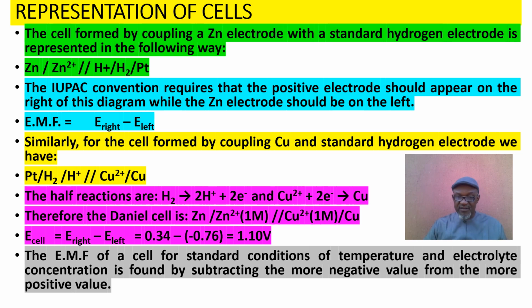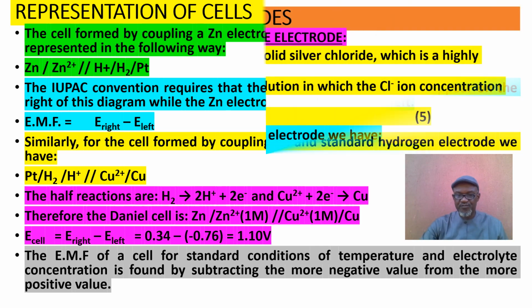So the EMF of a cell for standard conditions, we have said that the temperature must be 298 Kelvin or 25 degrees. And of course, the pressure must be 1 atmosphere or 760 millimeter mercury. So we're saying that we can now do this by subtracting the more negative from the more positive. If you look at the last equation, E right minus E left, if you follow the convention, that's exactly what we have done here.